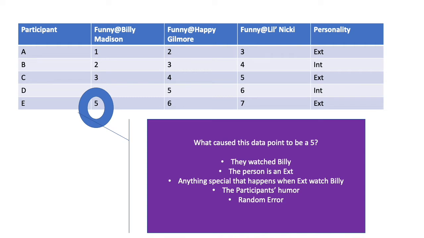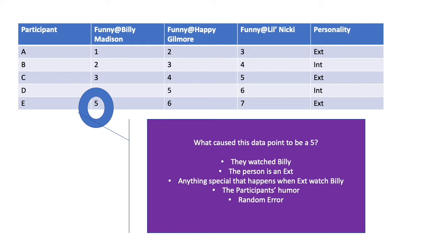So when you're thinking about what factors impact a piece of data, I like to look at one number in a complex data set. So in this data set, we can see it involves two independent variables, personality, which is introversion and extroversion. And it also looks at watching different movies, Billy Madison, Happy Gilmore, Little Nicky. And so that's another independent variable, what movie you watched, and the dependent variable is how funny you found those movies. So if we look at that number 5, what causes a data point to be a number 5?